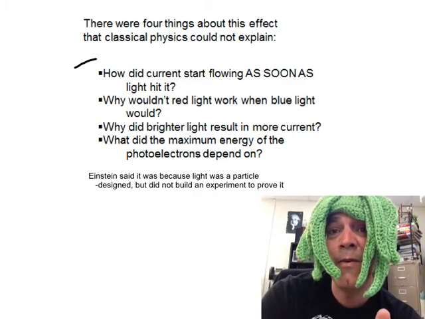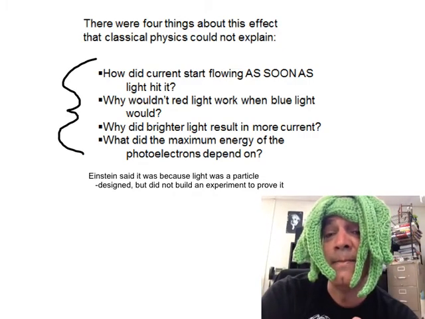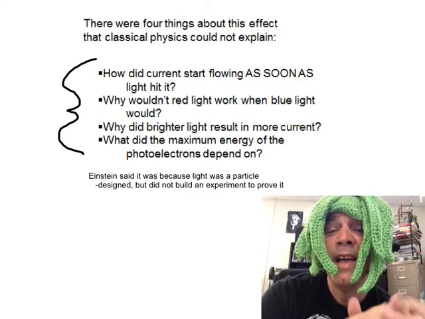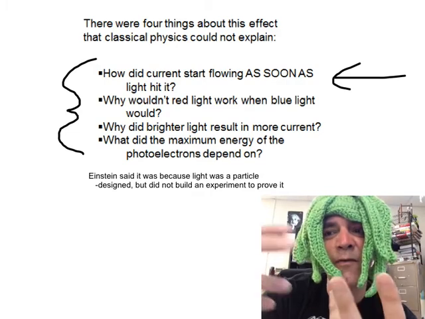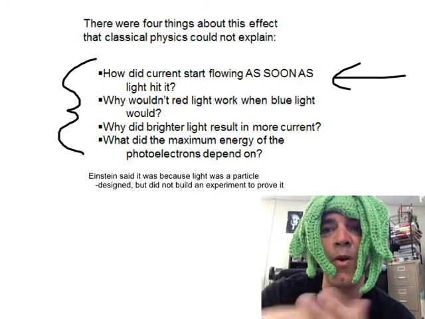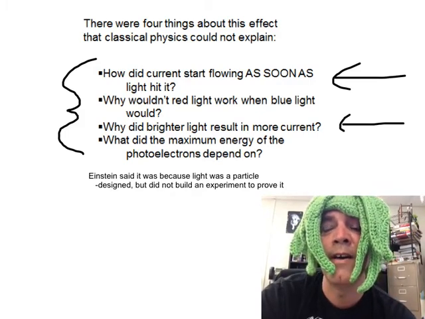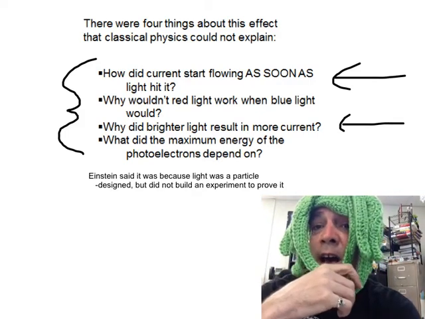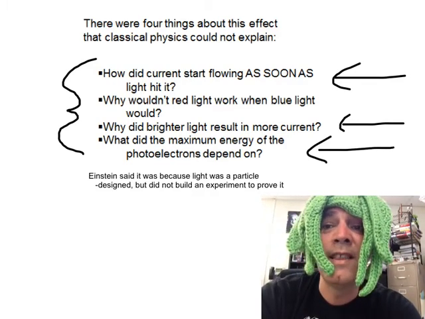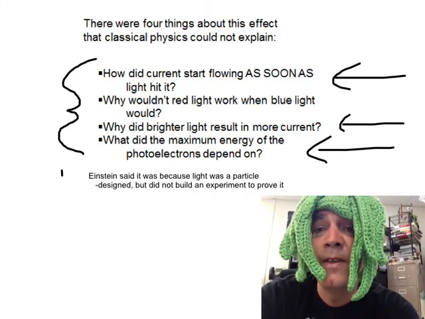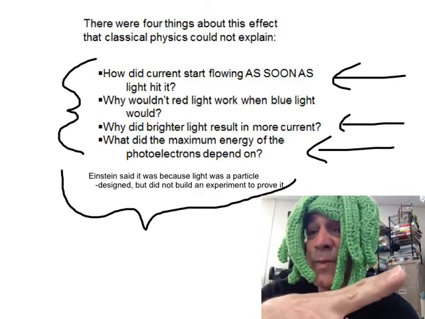These are the things that could not be explained by classical mechanics in that photoelectric effect. It was starting as soon as the light hit, and that wouldn't have happened with classical. Why do certain frequencies work and other ones don't? Red won't, blue does. And why do we get more current instead of higher energy current when we have brighter light? And why does the energy depend on, what is it that it depends on? And Einstein said that all of this was due to the fact that light was a particle and not a wave. And he designed an experiment that would prove that.